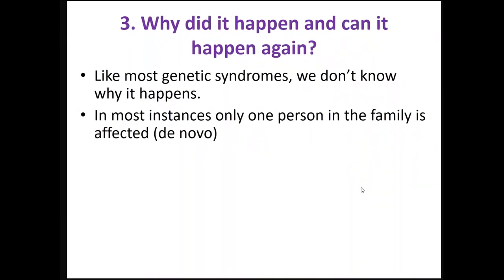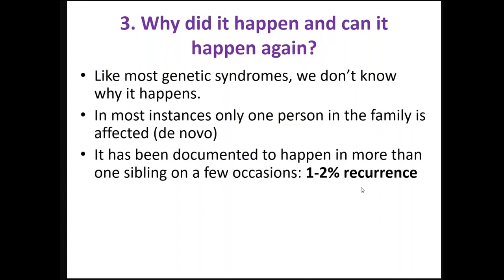If you look at genetic testing results that you may have received on your significant other or child, you will see the word de novo frequently mentioned. So that means that it's just brand new on the child. The mutation, or the misspelling, could not be found on either parent. So in most instances, that is correct. It happens only in one person affected in the family. But, there's always a but, it has been documented to happen in more than one sibling on a few occasions. And that has led us to estimate or provide 1 to 2% recurrence risk.